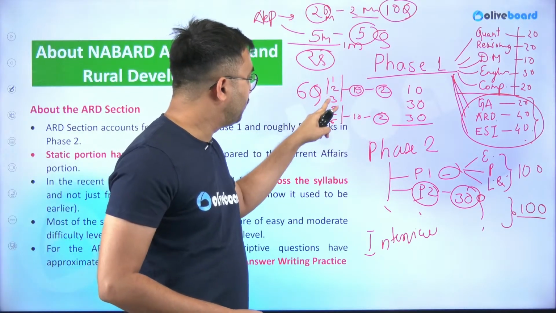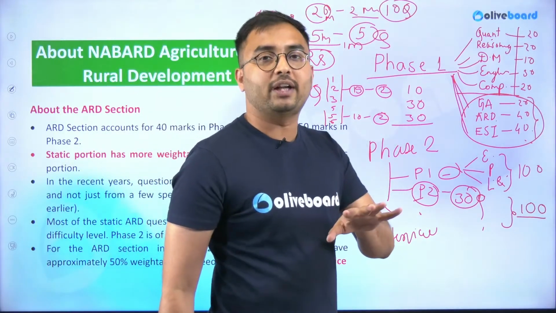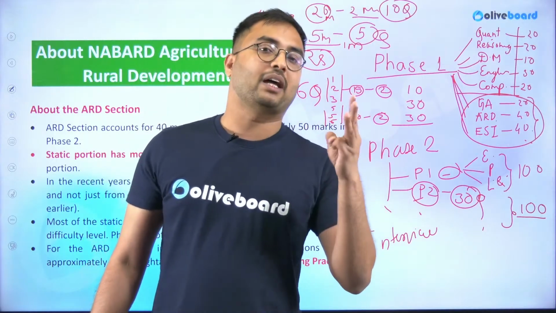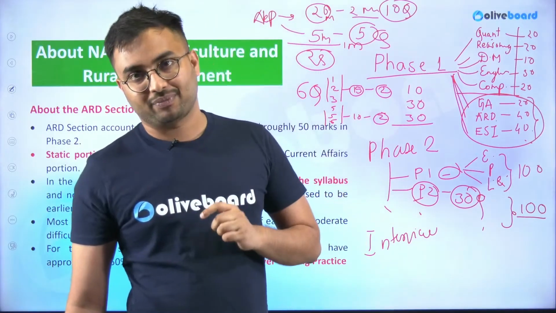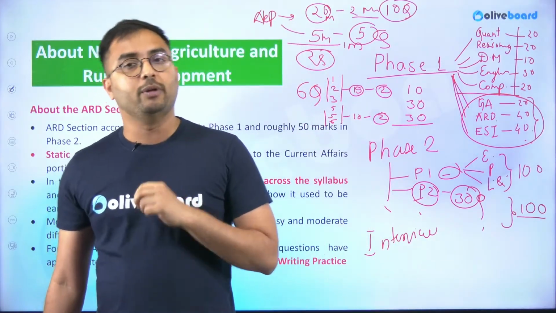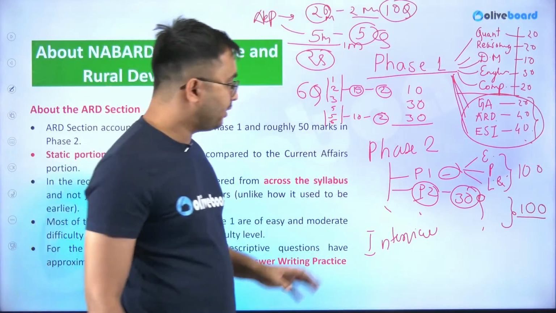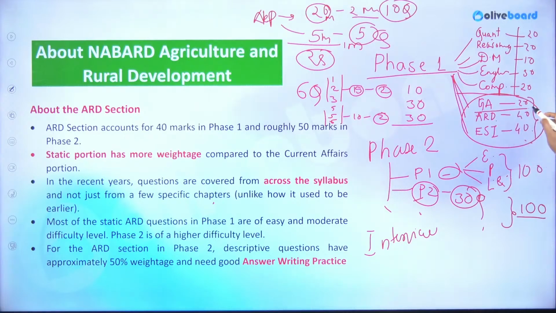Similarly, these 6 questions would be equally distributed between ESI and ARD. For example, of the first 3 fifteen-marker questions, suppose 2 are from ARD and 1 is from ESI. Of the next 10-marker questions, 2 would be from ESI and 1 from ARD. This shows that for phase 1, if you want to clear and score high, ARD matters, because 40 marks of ARD are there in your merit section.